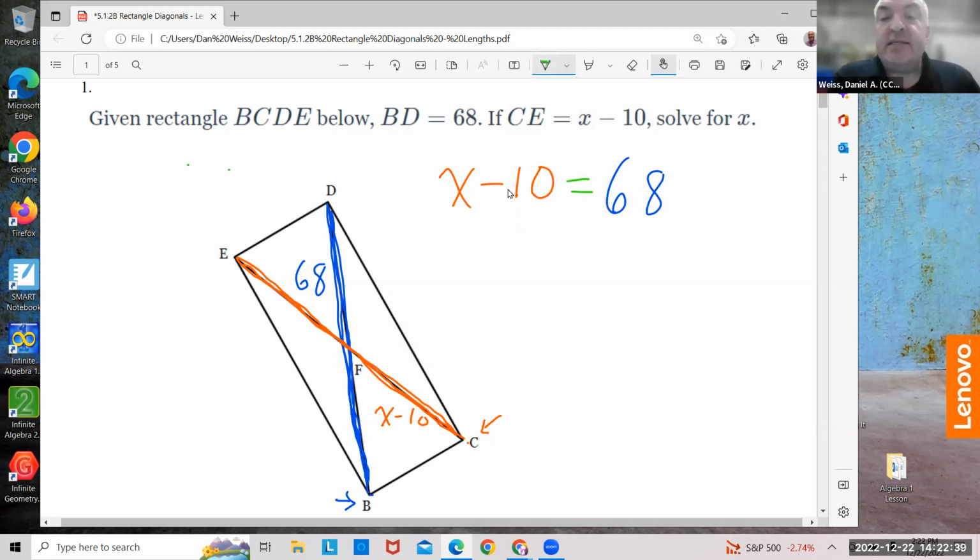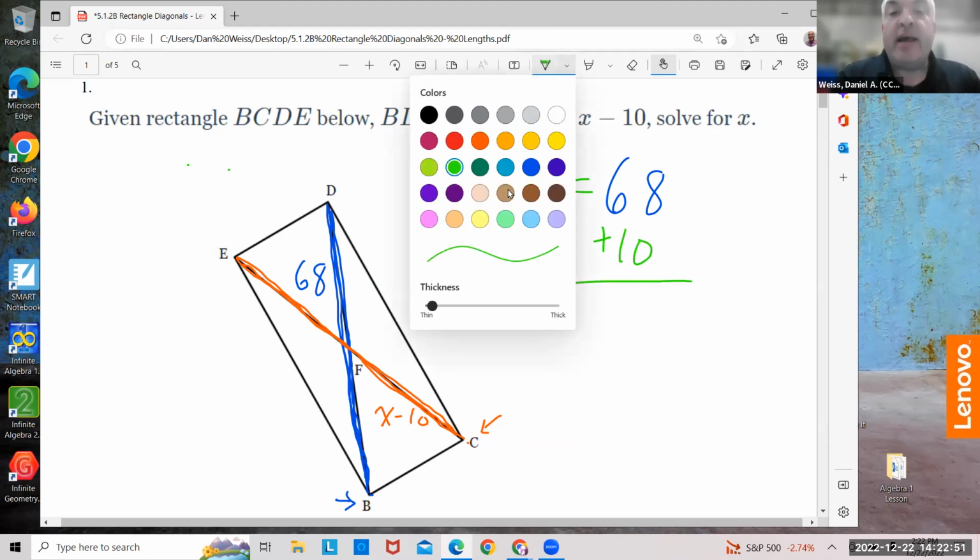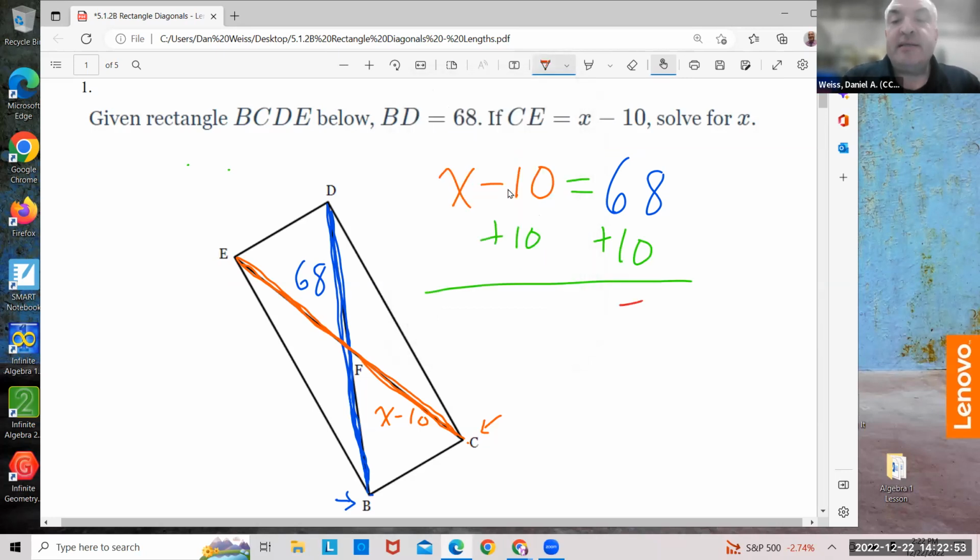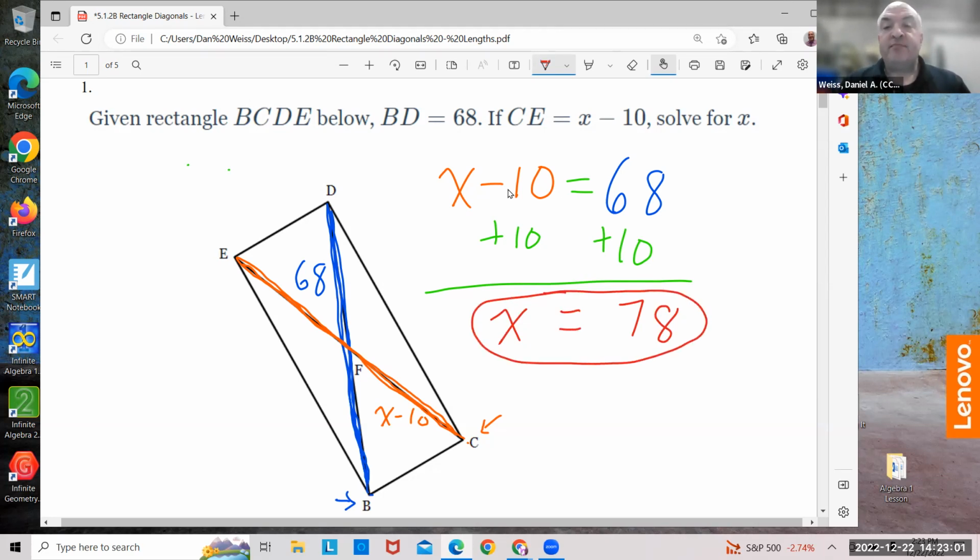What do you do to both sides? X minus 10, how do you get rid of minus 10? Well, you plus 10, Mr. Weiss, that's right, plus 10. Okay, answer 78. There you go. Easy. Okay. Next.